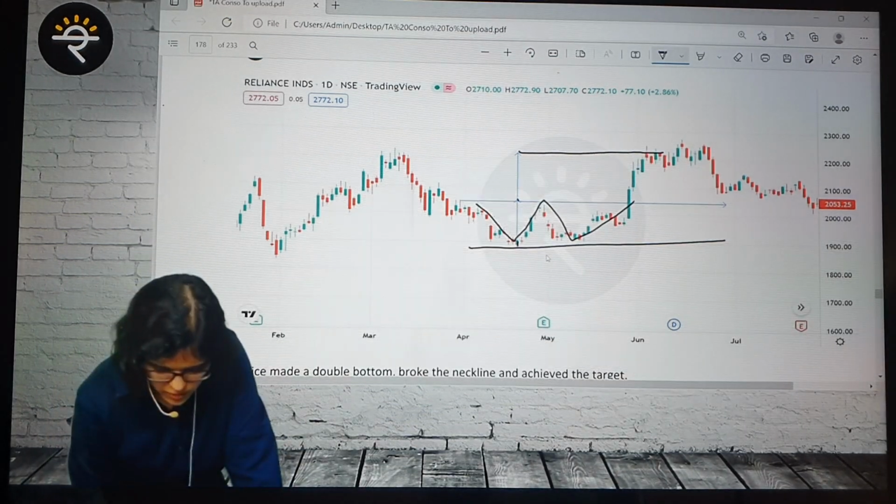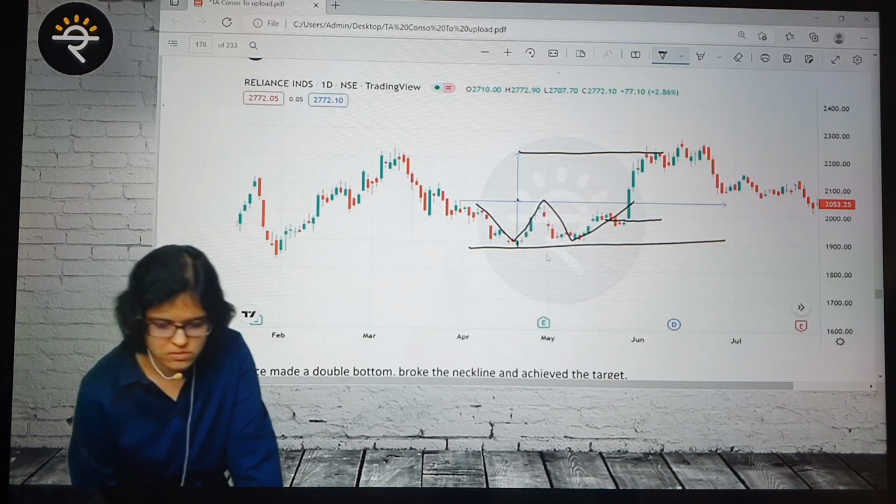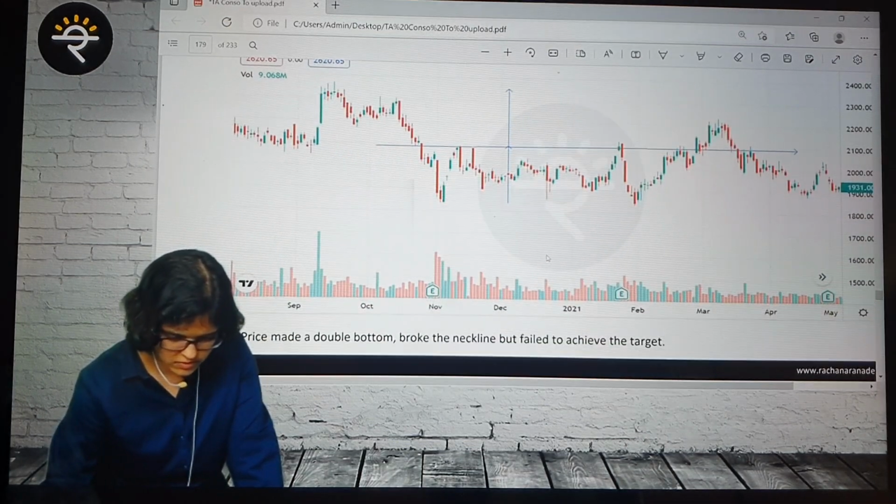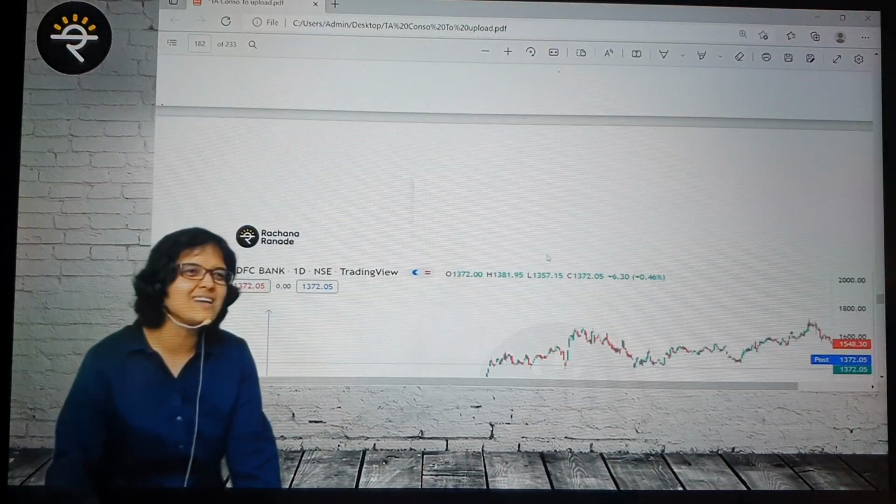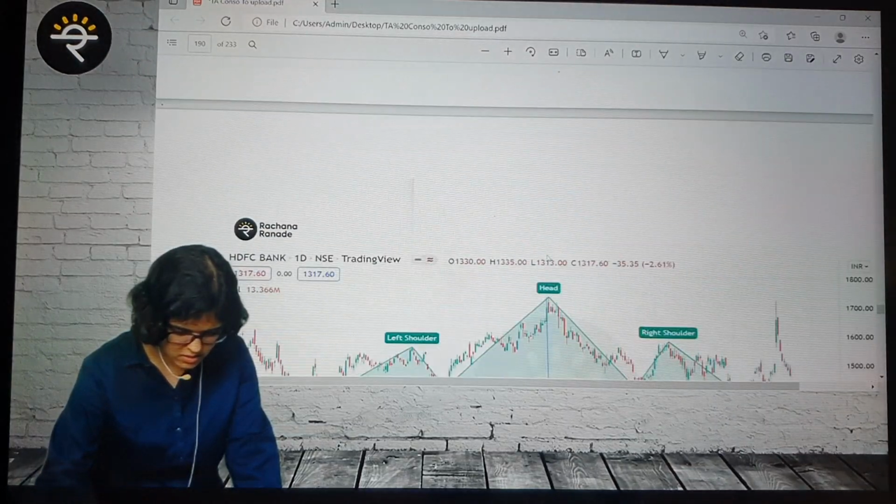Easy. Where was the stop loss? Somewhere here, halfway through. This is my stop loss. Here it never. This is. Okay, I will not take one. I think this is clear, na? Okay. Shall we check double top now?